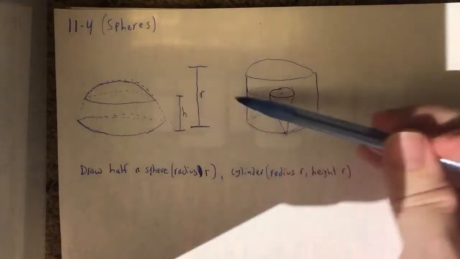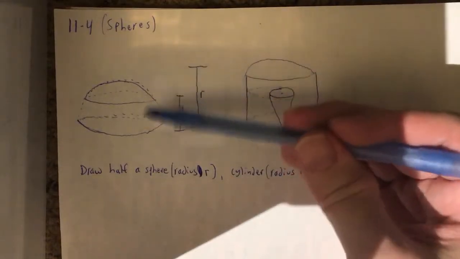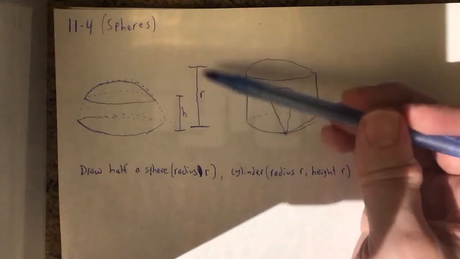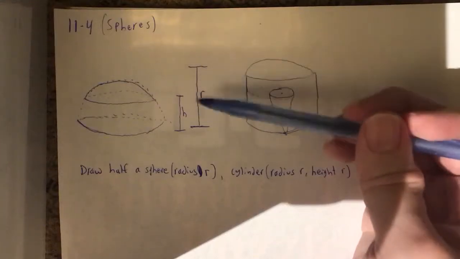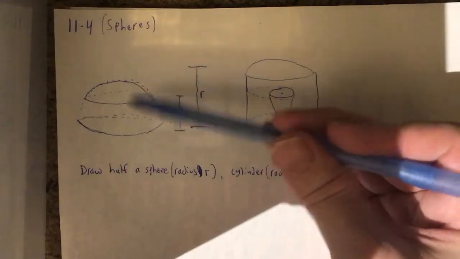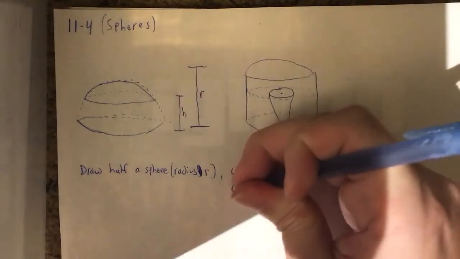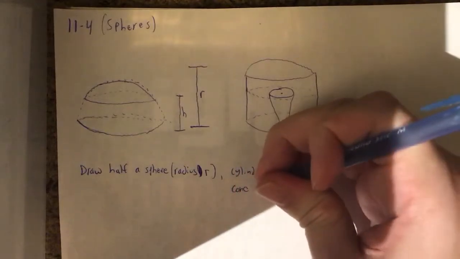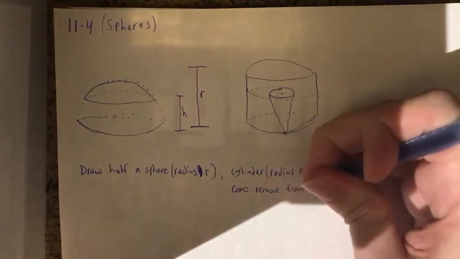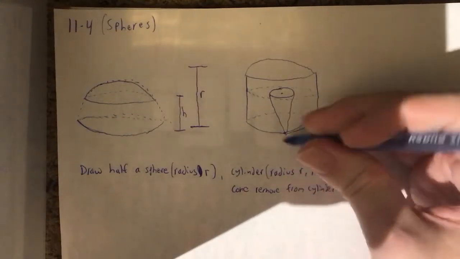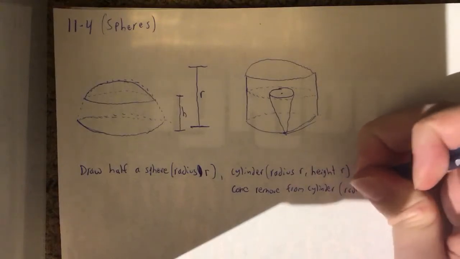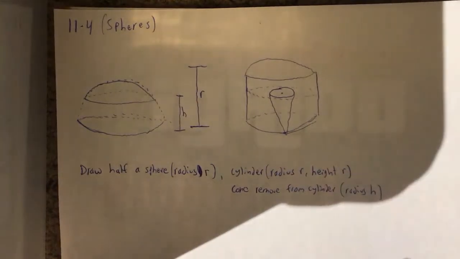Therefore, these are basically the same height, even though it doesn't look like it. They both have the same height, r. The height of the cylinder is equal to the height of the sphere. And then for the cone, I'm going to remove it from the cylinder, and that's my cone. The cone removed from the cylinder is going to have radius h.